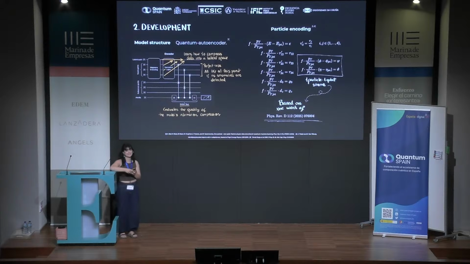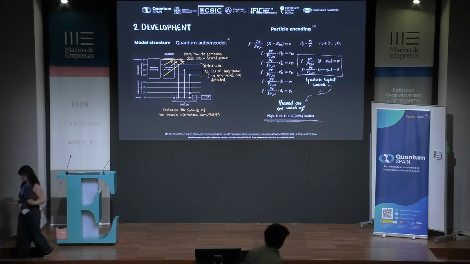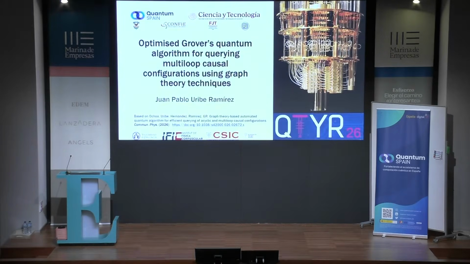Thanks. OK, thanks, Miranda. Now, our next talk is Juan Pablo Uribe Ramirez from the Instituto de Física Corpuscular of the University of Valencia, and he will talk to us about optimized Grover quantum algorithms for querying multi-loop causal configurations using graph theory techniques. So, Juan Pablo, the floor is yours. Thank you.